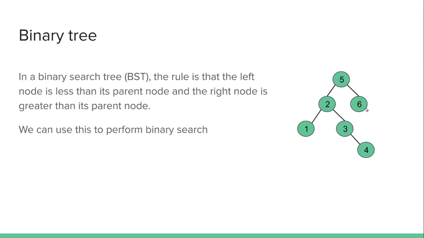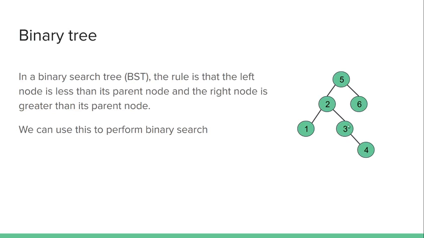So here we see that the 6 is on the right of the 5, and that's true for each one of these nodes. So if we move down to the node with 2, the node to its left is 1, it's less than 2, and the nodes to the right are greater than 2. So we can use this type of tree to perform a binary search.